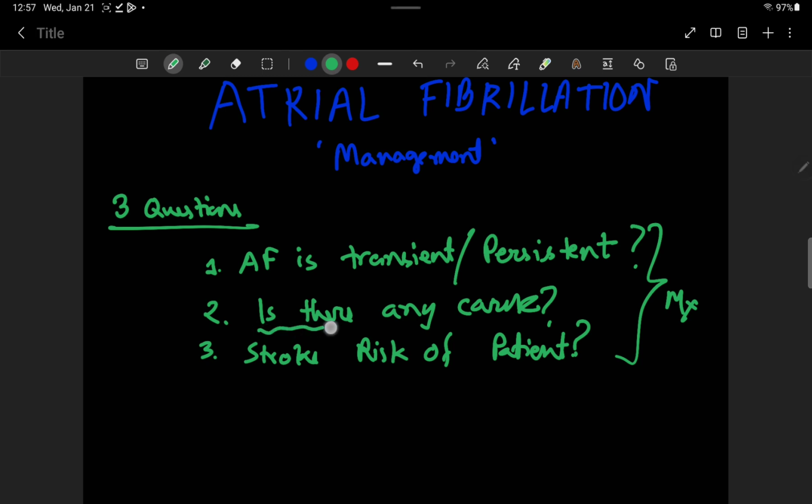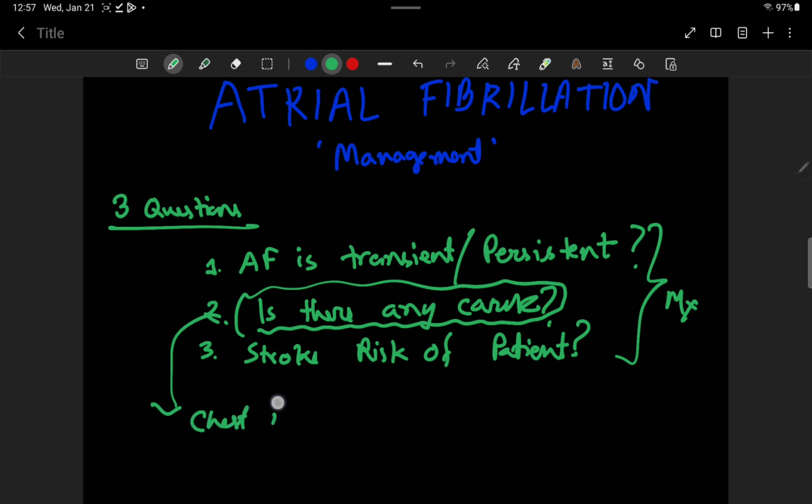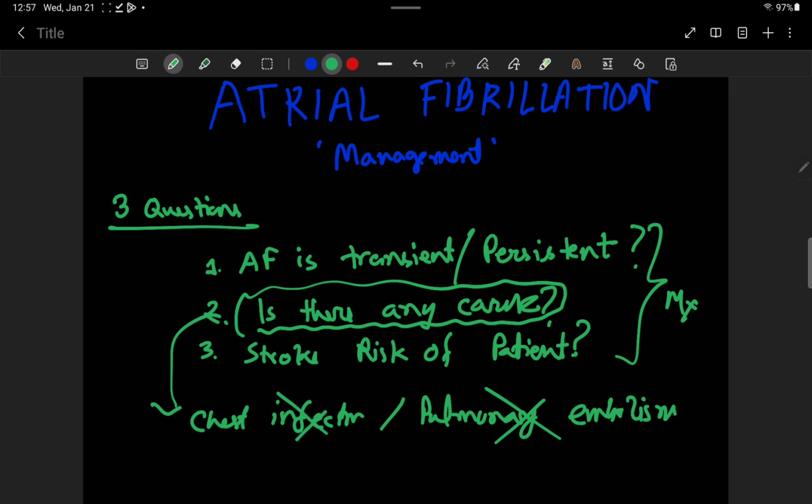For the second question, if there is any kind of cause, we have to treat that disease, like if there is any chest infection or any lung disease like pulmonary embolism, you have to deal with those things. Only treating the underlying cause may be enough for the treatment of atrial fibrillation.